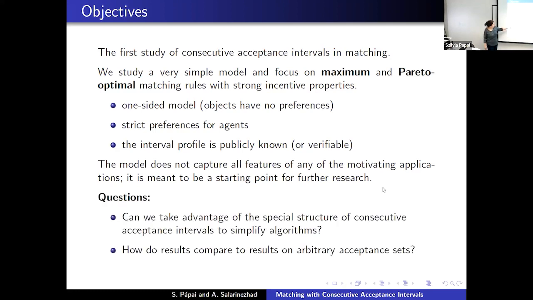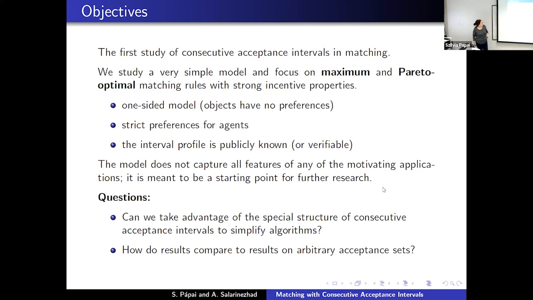And so the main questions that we are looking at is whether we can take advantage of the special structure of these consecutive acceptance intervals. Oh yeah, and why is it an interval, right? These are discrete objects, right? But anyway, we refer to these as intervals, such that we could simplify the algorithms, and also, how do these results compare when we look at arbitrary acceptance sets?